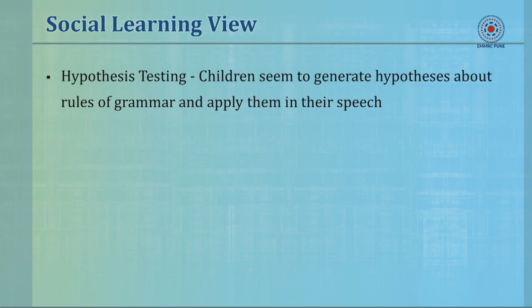Yet another pathway that psychologists have tried to explore is the hypothesis testing pathway. Children seem to generate hypotheses about rules of grammar and apply them in their speech. For example, they may generate the hypothesis add ed to the verb in order to form past tense. They learn that when words like wash are converted to washed, they show past tense. Children make mistakes only in those cases where the verbs are irregular. They get corrected by adults and eventually stop making these mistakes of overgeneralization.